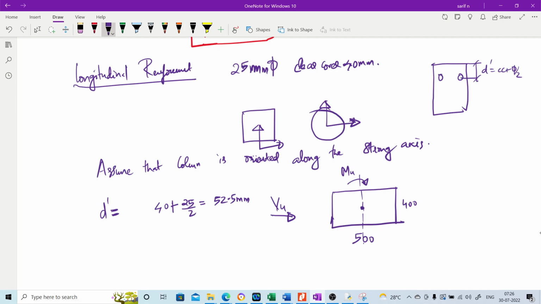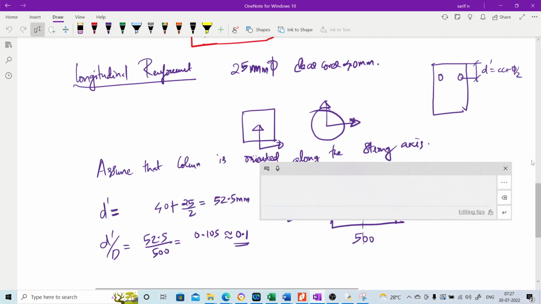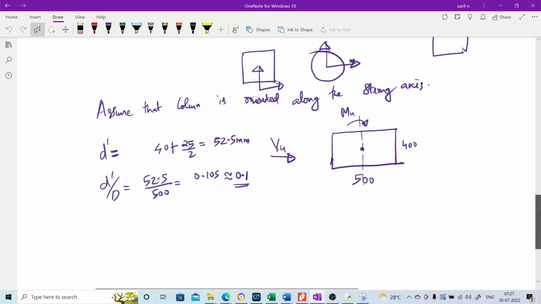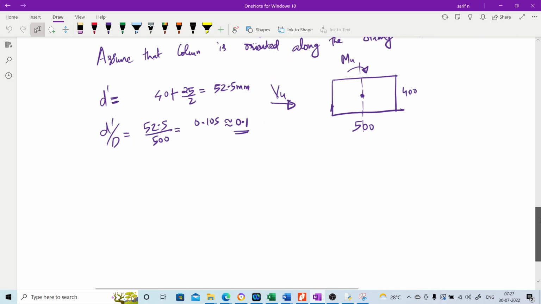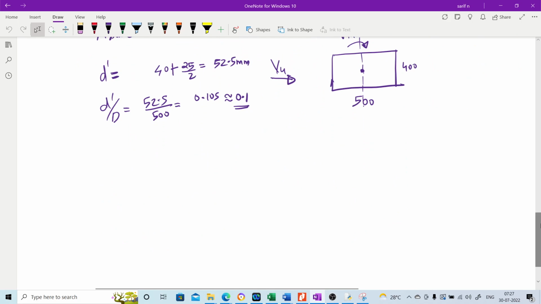Now we need to find d dash by capital D. That is 52.5 divided by 500, which gives 0.105, approximately equal to 0.1. So the chart we have to choose corresponds to d dash by D equal to 0.1, and Fe 415. Now we also need to find out Pu by fck BD.